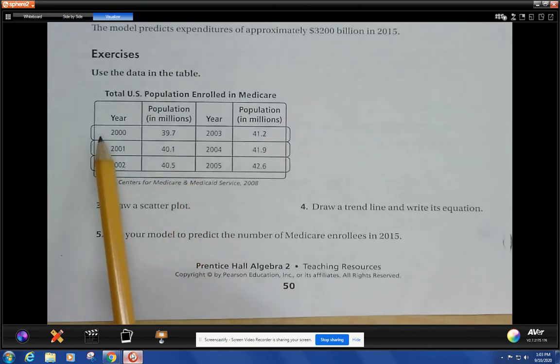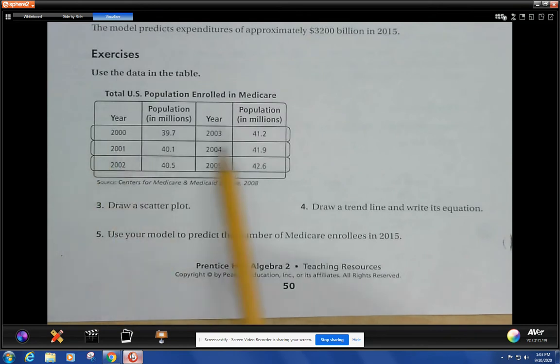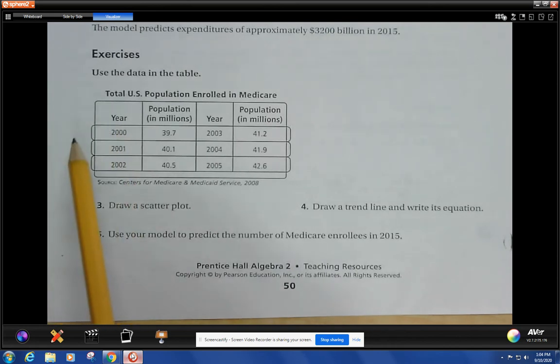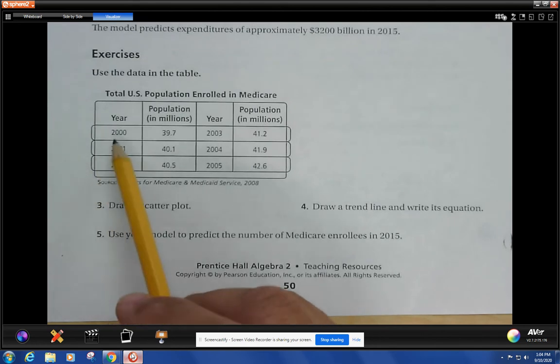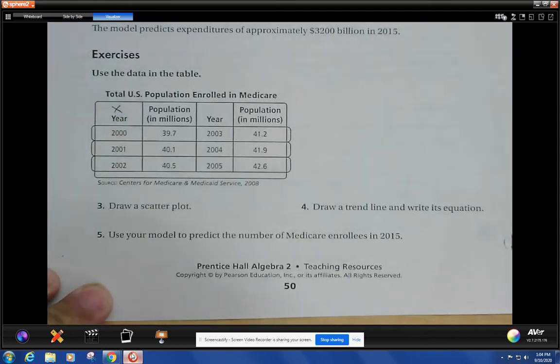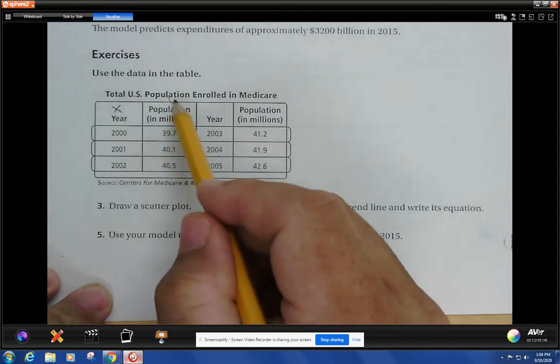You notice it starts at the year 2000, goes 2001, 2002, all the way through 2005. So the first thing it tells us to do is to draw a scatter plot. So again, we can kind of see this year, and I've said this a couple times already, but more times than not, anytime you're dealing with time itself, you're going to use that for your x-axis, okay? So we could put these years down the x-axis, okay? This could be our x-axis, and then the population is going to depend on the year, right?